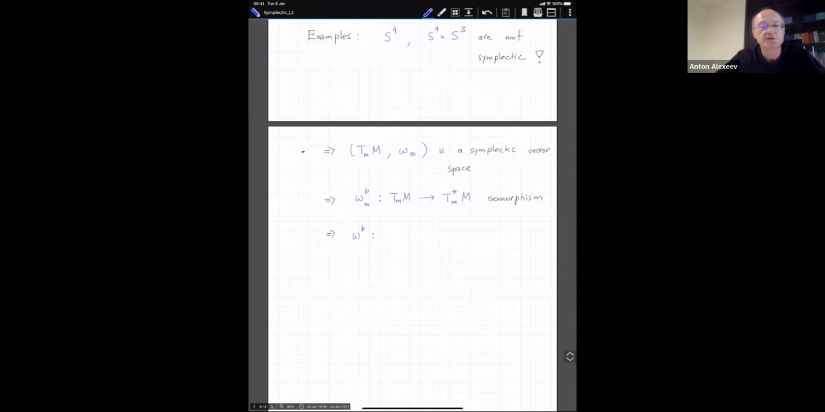So there was a question of what is omega m. That's the value of the two form at the point m. So this is the two form, and you can restrict it to one point, and this will be a skew-symmetric bilinear map on the tangent space at that point. Maybe now you will see it a little bit better with this omega flat and the further discussion. So we're getting a map from vector fields to one forms.